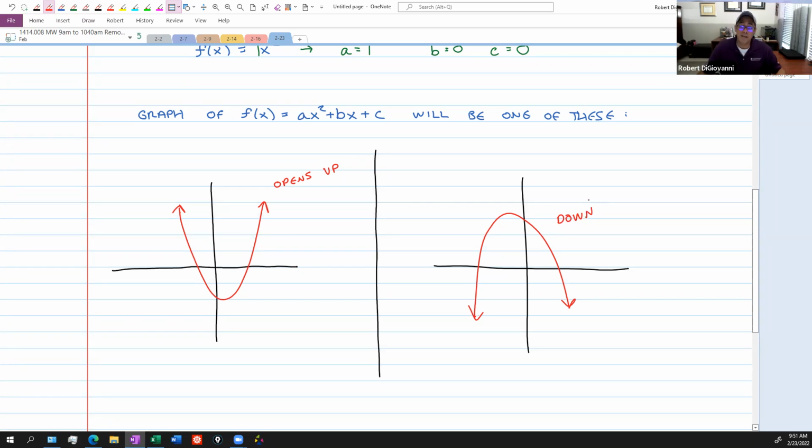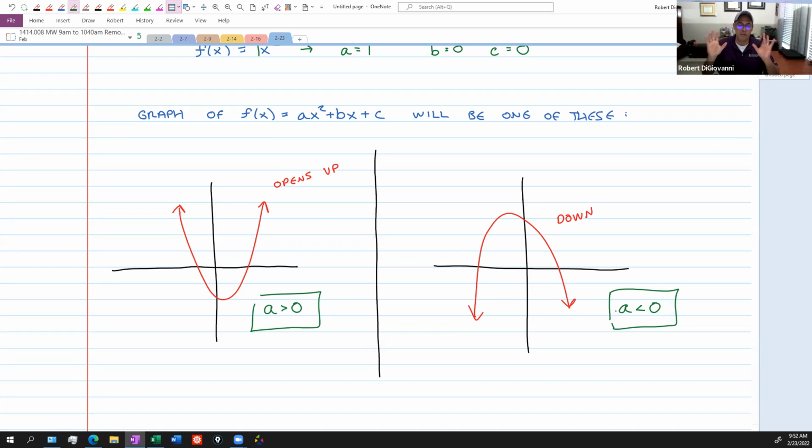And there's an easy way to tell which of these two cases it is. All you have to do is look at A. That number in front of x squared will always determine upward or downward opening of the parabola. We get opens up if A is greater than 0, and we get down if it's less than 0. Okay, so that's the big thing. We will have a parabola that opens up if the number in front of x squared is positive, and we will have a parabola that opens down if the number in front of x squared is negative. That's the first thing about graphs, is that it's one of those two.